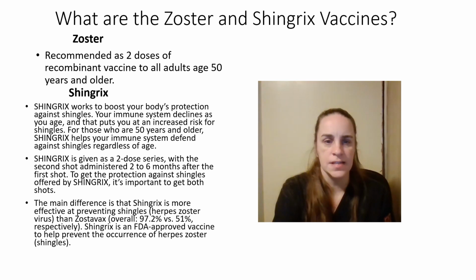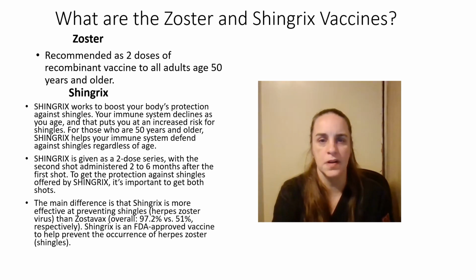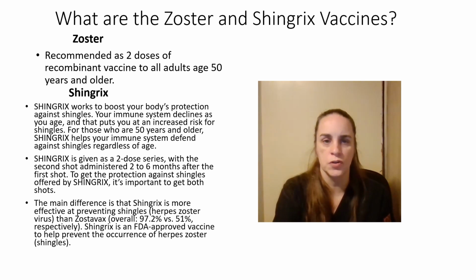The zoster vaccination is recommended as 2 doses of recombinant vaccinations to all adults aged 50 years and older. Shingrix works to boost your body's protection against shingles. Your immune system declines as you age, and that puts you at an increased risk for shingles. For those who are 50 years and older, Shingrix helps your immune system defend against shingles regardless of age.